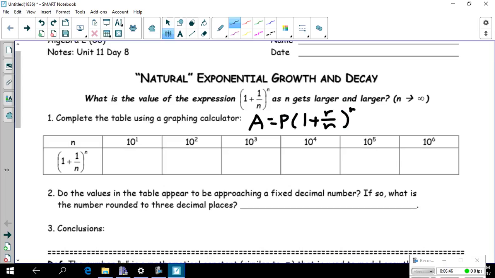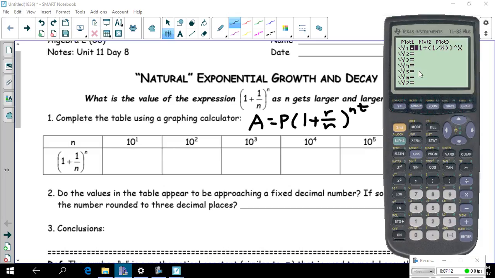It's essentially that formula. If I make P equal to 1, r equal to 1, and t equal to 1, the only thing I'm leaving is this n value. So basically I'm asking what happens to the number of compoundings, which is n, as the number of compoundings goes to infinity. What is that effect on this whole equation? So what I did, and you don't have to do this, but I went to my calculator, I put that expression into y1, I made sure my table was on ask, and then I plugged all these values in.